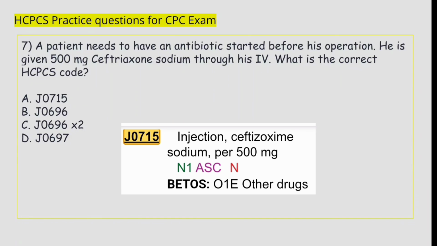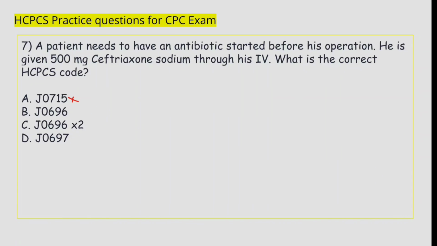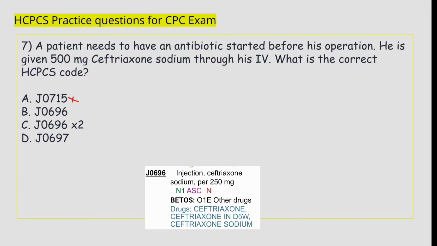Don't get confused. So J0715 is wrong because it is not the drug in our question. So eliminate option A. Coming to option B, J0696, which is for injection ceftriaxone sodium. So that is matching with the question. So J0696 is the right code. But that is for 250 mg only. In our question they have mentioned 500 mg. So you have to code it 2 times. So the right answer will be option C.